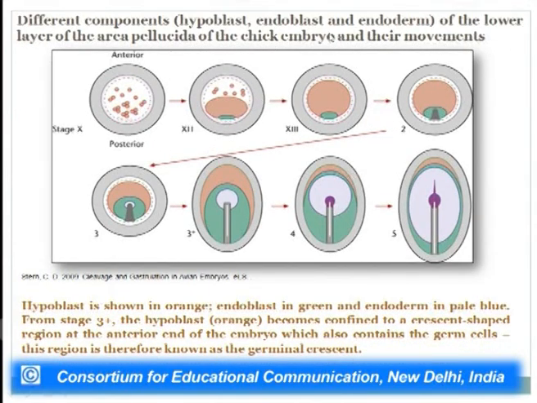Then we will follow up the different components of hypoblast, endoblast and endoderm of the lower layer of the area pellucida of the chick embryo and their movements. So, how are they forming now? You can see that this is the region where these are basically the hypoblast islands. The hypoblast islands have been fused together, and they are now giving rise to a particular layer, the primary hypoblast. Now you can see this primary hypoblast is displaced by the secondary hypoblast. This green is basically the secondary hypoblast.